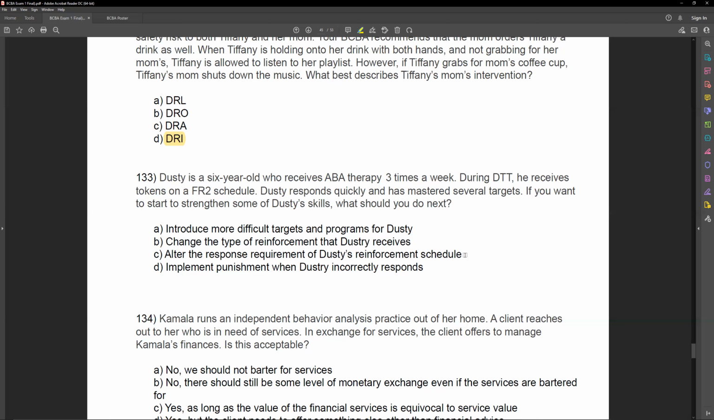We always want to read all of our answer choices. So we go to D, implement punishment when Dusty incorrectly responds. No, right? Our intervention is clearly working with reinforcement, no punishment needed, but we're just going to start to fade our reinforcement schedule. That's the natural progression. That's the appropriate progression. As skills are learned, we start to fade and fade and fade as we strengthen our schedule or our skills. So during DTT, he receives tokens on an FR2. What should we do? Alter the response requirement of Dusty's reinforcement schedule.